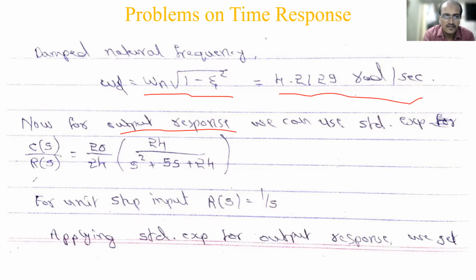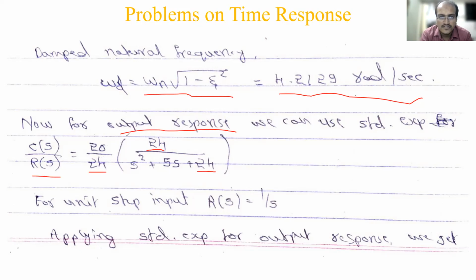So first what we'll do, we'll rearrange the given C of S by R of S. To calculate omega d, omega n and zeta, this step was not required, that's why it was not taken. Okay, now we'll make that standard. So 20 by 24: I have multiplied and divided the numerator by 24, so that I get a 24 in the numerator also, which satisfies omega n square in both numerator and denominator. When you take this 20 by 24, it will come out as a factor, something like 0.8. Let it be, we'll use it later.